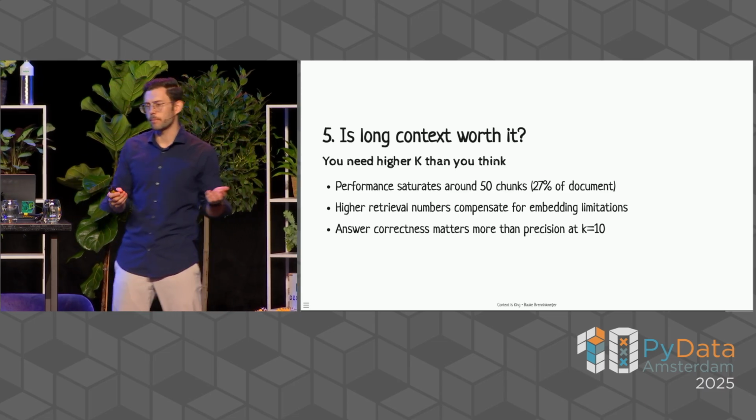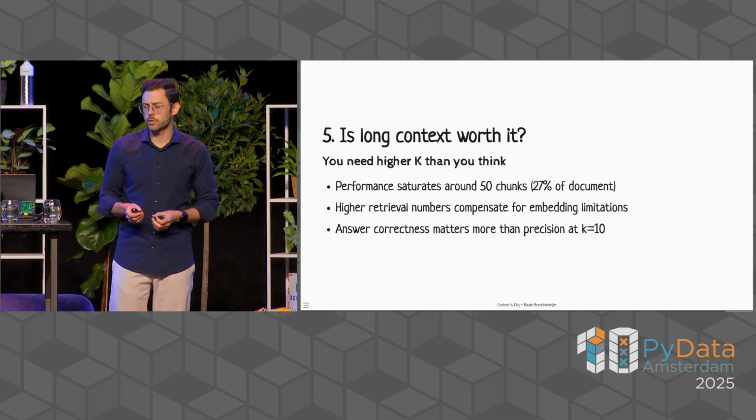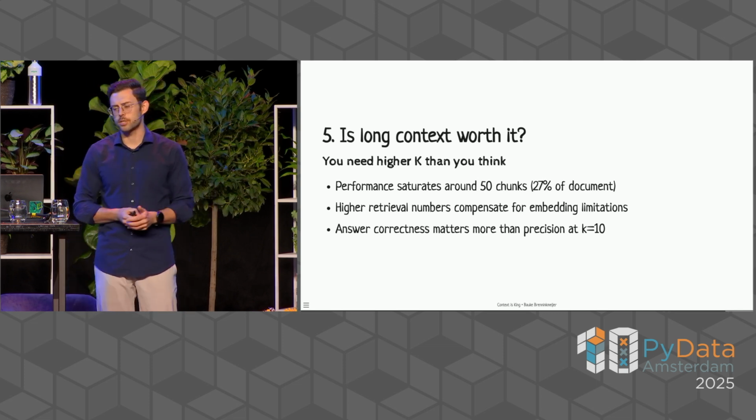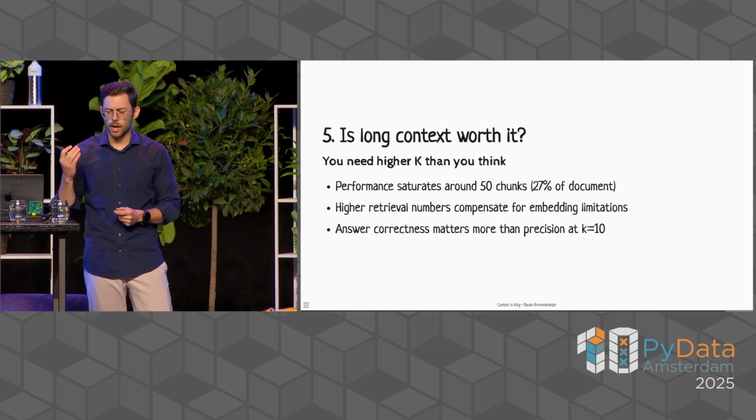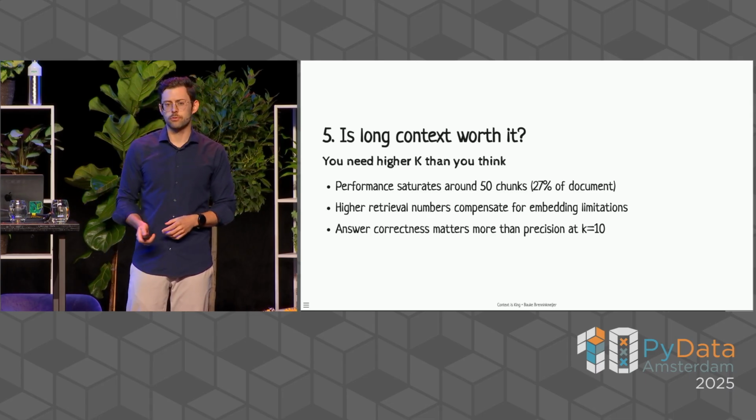That would be my main recommendation. So for me, that was about 50 chunks here, not that fit in the window. You could put in the whole document, but that was at least a point where you have this saturation. Higher retrieval numbers compensate for embedding limitations, because that's, I think, a way to think about why, for these more complex questions, it fails to retrieve the right thing.